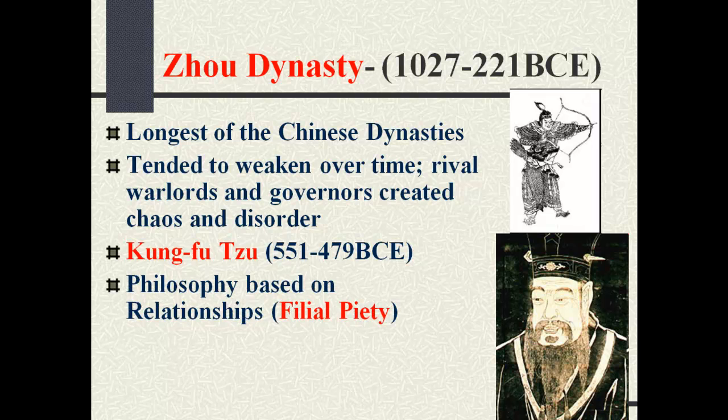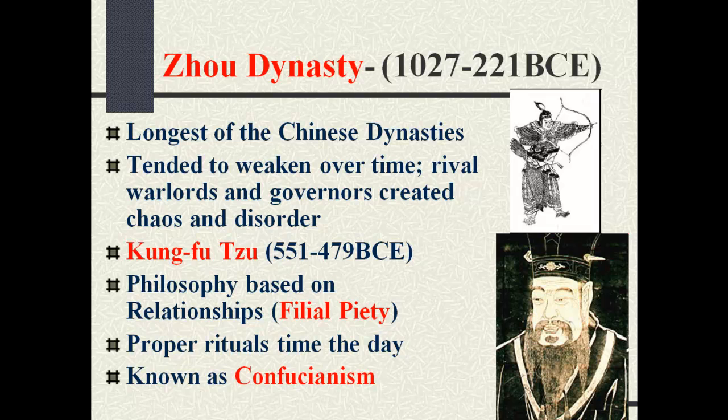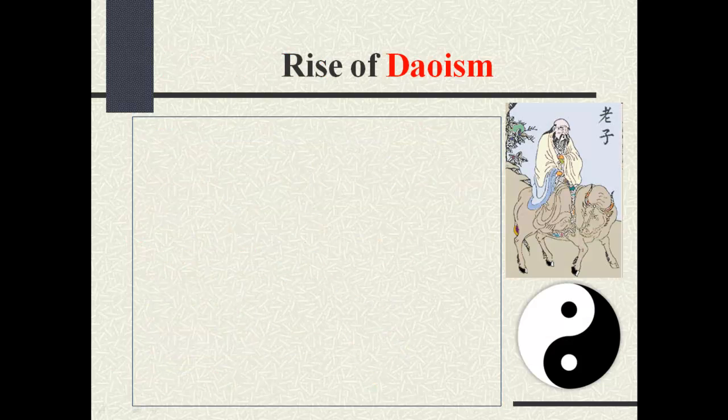His philosophy is based on relationships, filial piety, and that's just one's loyalty to one's family. And also, in Confucius' philosophies or religion, it's very important to have loyalty not only to their family, but also to their king or their prince or the emperor. There's proper rituals that they carry out through the time of the day. And then, again, this is known as Confucianism.